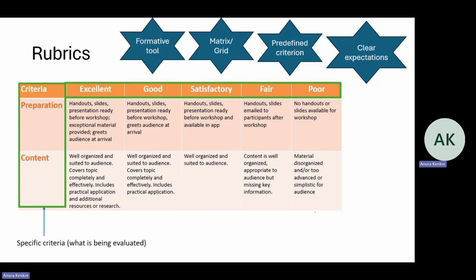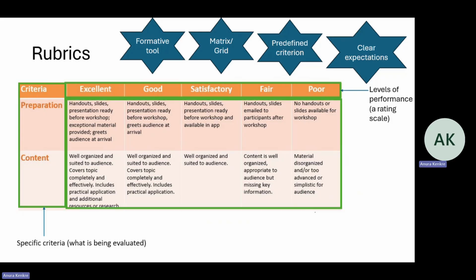Now in your rows, what you will see is the levels of performance. It is basically a rating scale. Now what you're going to rate them on is the criteria. So basically for preparation, you will grade the students in these 5 levels. That is, is it poor? Is it fair? Is it satisfactory? Is it good? Or is it just excellent? So this is a rating scale for you as the grader.